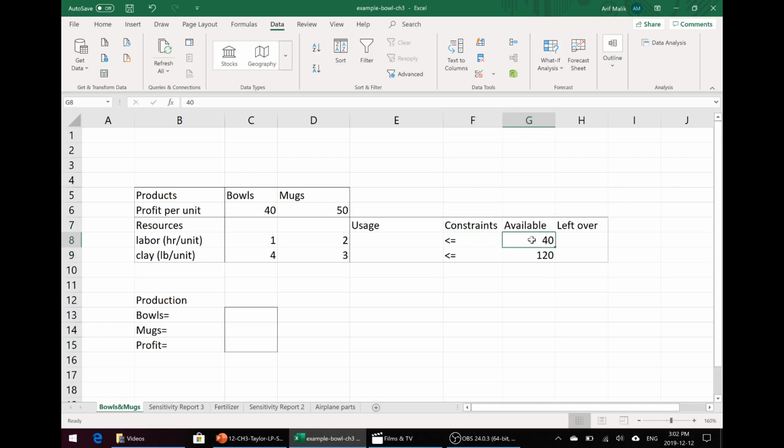This is telling us the resources available to us, 40 on the right hand side and 120. Left over are the slacks, which is the unused resource, so we will give the formula here. Now, bowls and mugs, we want the answers over here: the number of bowls and the number of mugs. These are our decision variables, x1 and x2, and this is our profit.